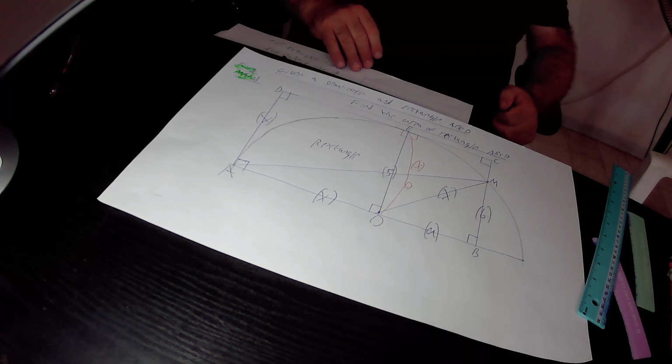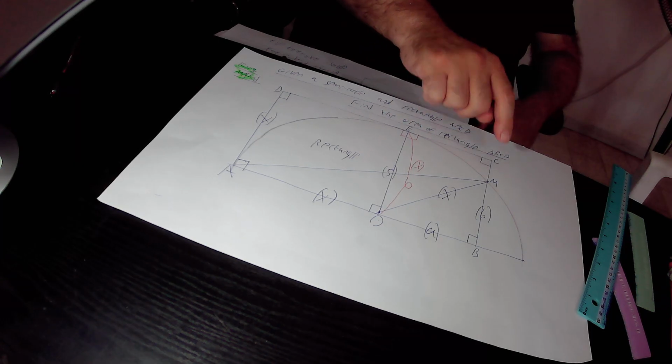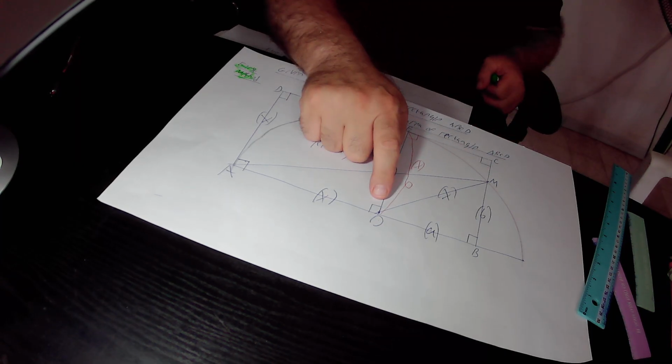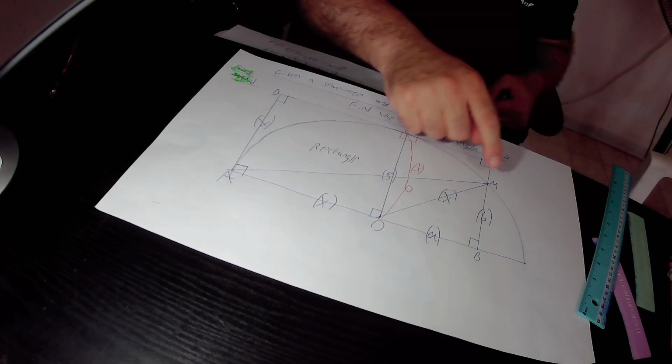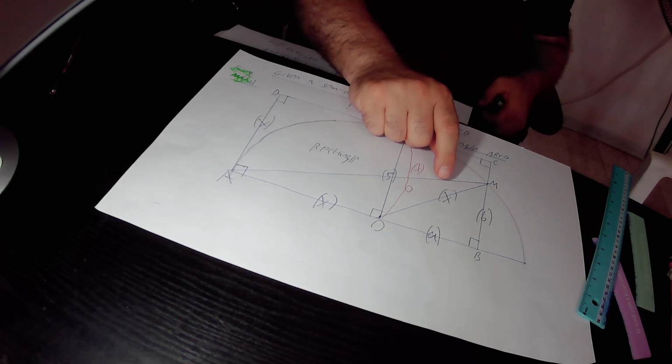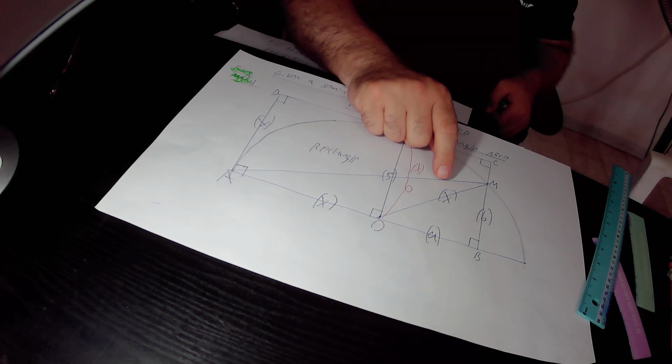In the next step, we join points O and M together by a straight line. Point O is the center of the semicircle. Point M is a point on the semicircle itself. Therefore, OM is the radius of the semicircle, equal to x according to our definition.